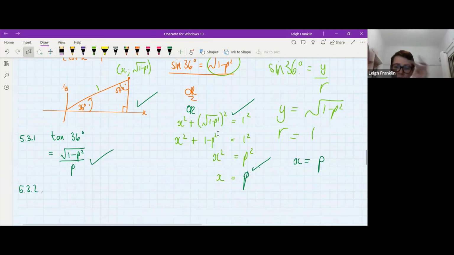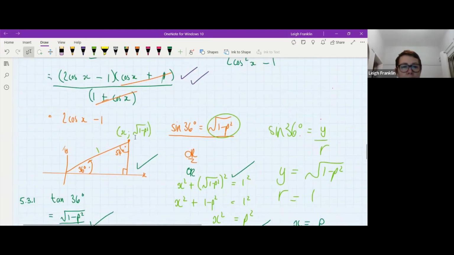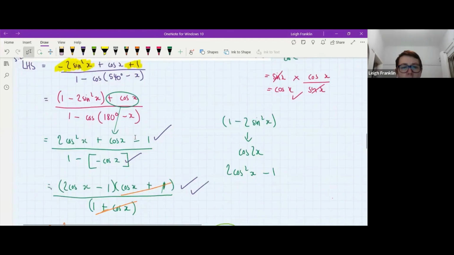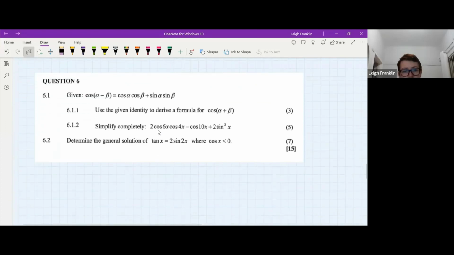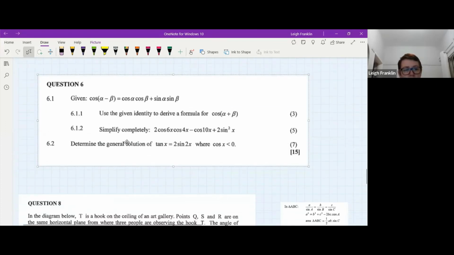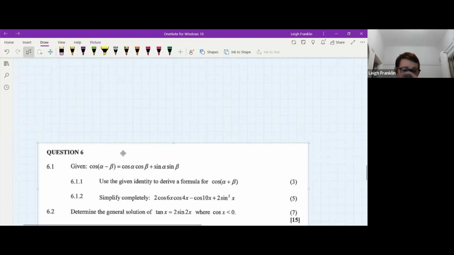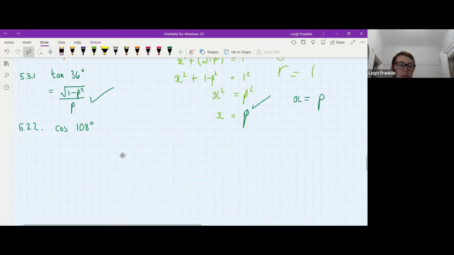5.3.2, this is the difficult question, and here they want us to calculate the cos of 108. So now we have to try and find a relationship between 36 and 108. What do you guys think? Sure, lots of ways that we could do this. Let's try and do it the shortest way we possibly can, though. What's the relationship between 108 and 36?